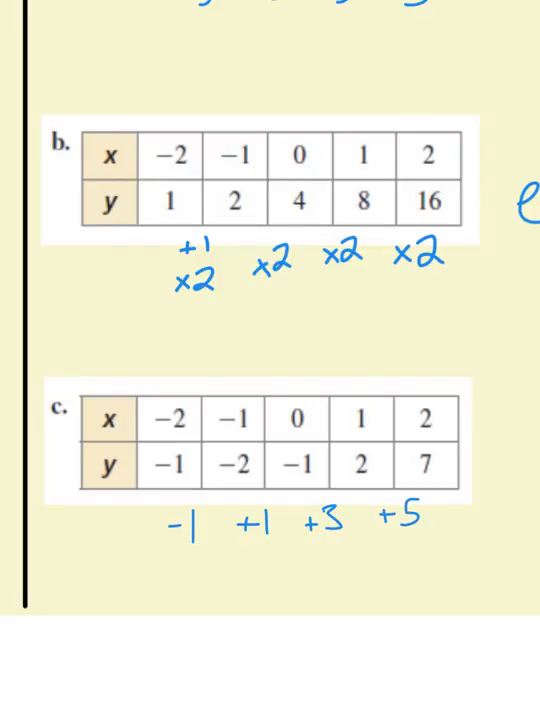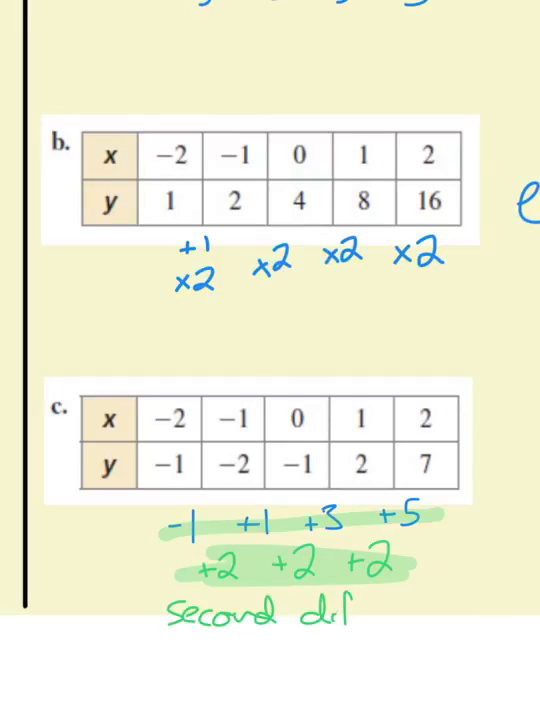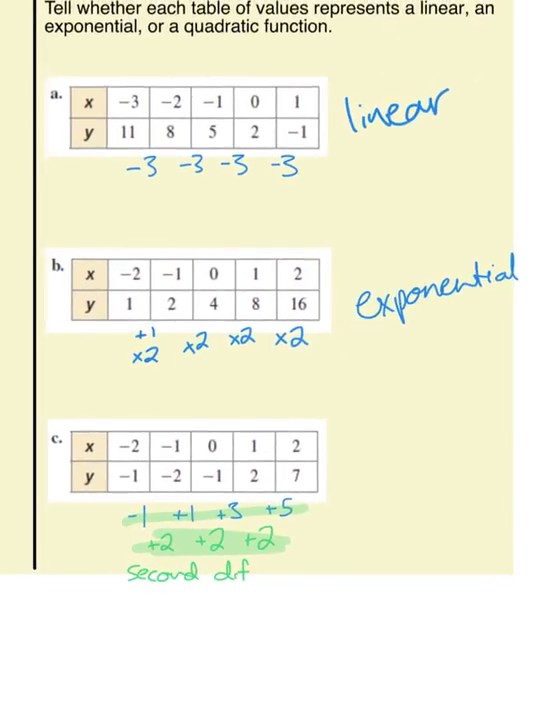So now, what the second difference is called with quadratic functions is going to be the difference between these numbers. So if we look at the difference between each of these numbers, to get from -1 to +1, it adds 2. To get from +1 to +3, it adds 2. To get from +3 to +5, it adds 2. This is what we call our second difference. So because the second differences are the same, it has a constant rate of change there. This is a quadratic function.